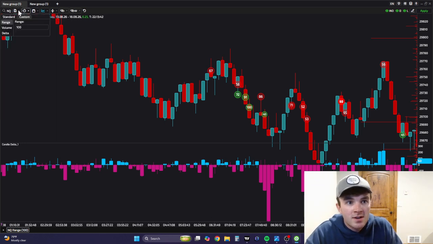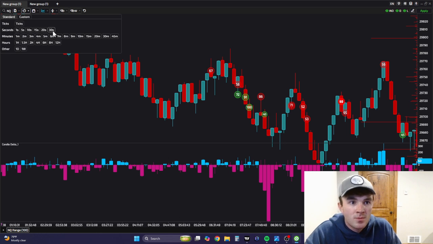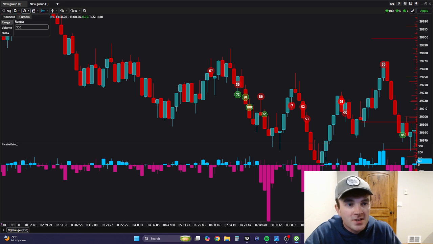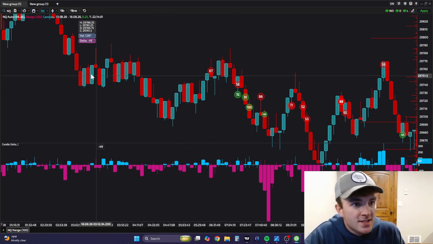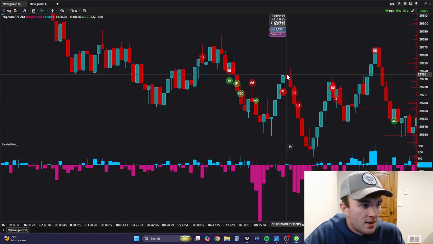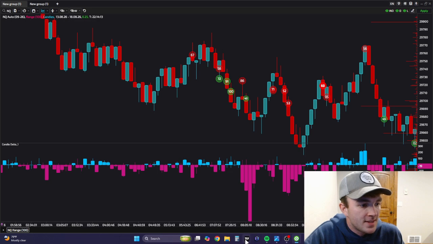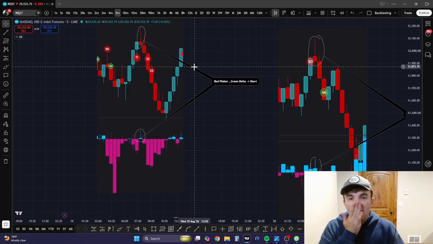But a range chart is, instead of a normal time for each candle to form, whenever a candle moves out of a certain range, the next candle forms. So for instance, this is a range of 100. I'm guessing 100 ticks. And so each of these candles are going to be the exact same size from high to low.